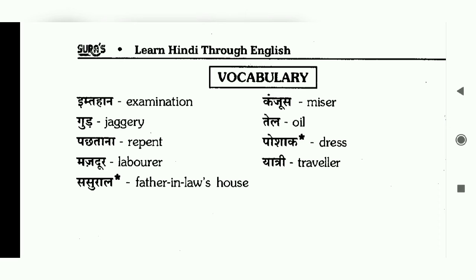Okay. And then yatri, we can also say yatra. Yatri means a traveler. A person who is traveling from one place to another is called yatri. Yatra means traveling from one place to another. ये लड़का यात्रा जा रहा है. यात्रा मतलब he is traveling. The boy is traveling. Okay.